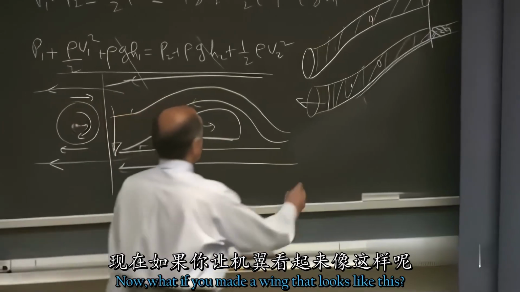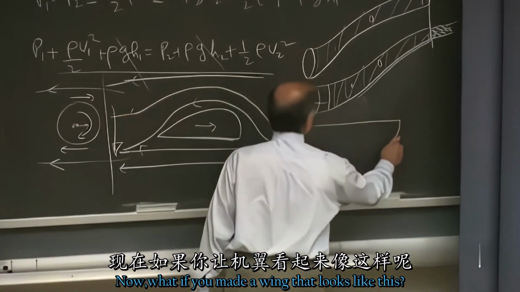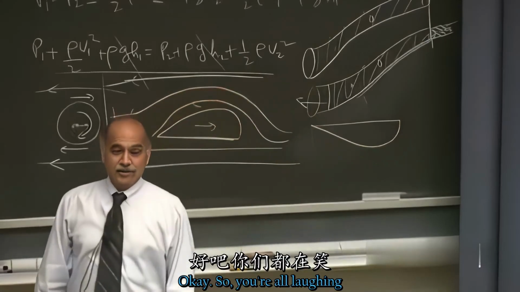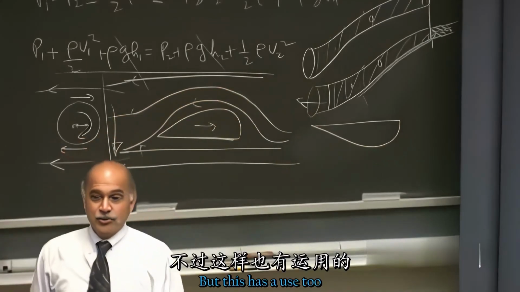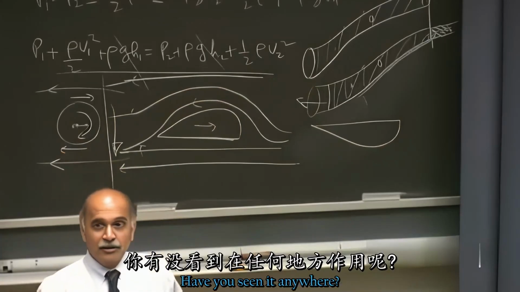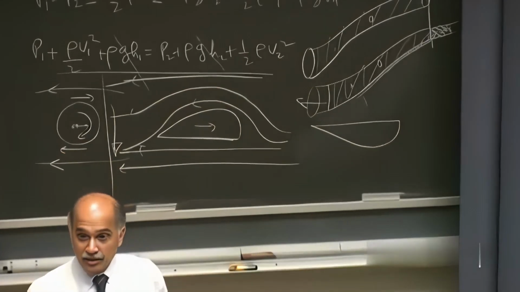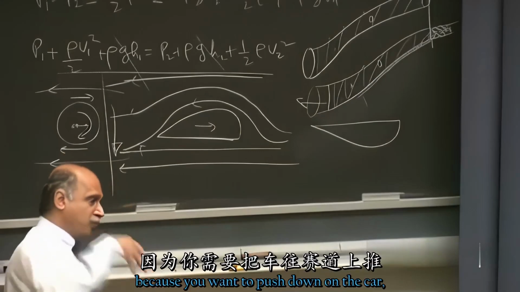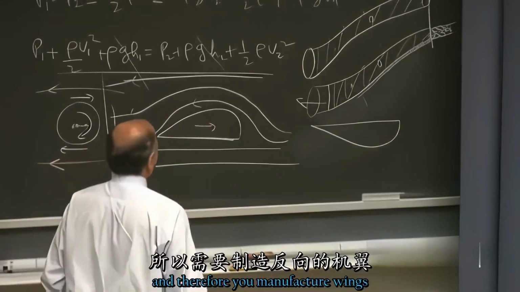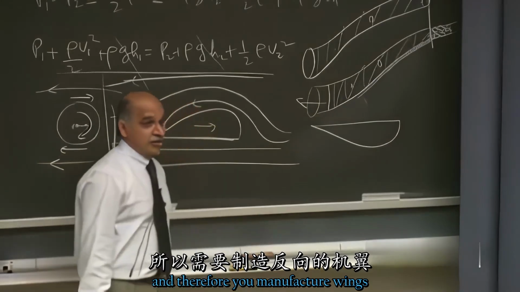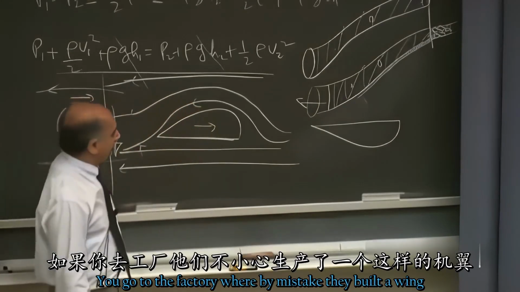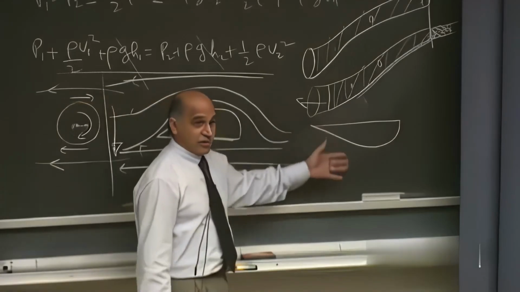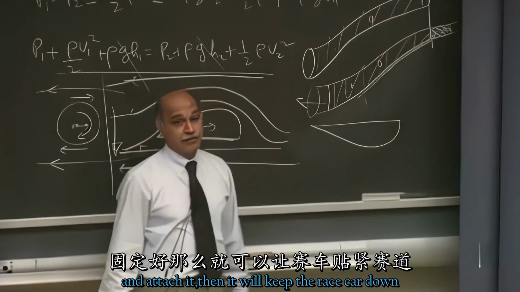Now what if you made a wing that looks like this? Okay, so you're all laughing. But this has a use too. Have you seen it anywhere? Yes? NASCAR. On the racetrack, you want the opposite effect because you want to push down on the car, and therefore you manufacture wings. You go to the factory where by mistake they built a wing that looks like this. Then you can bring it to your race car and attach it. Then it will keep the race car down.